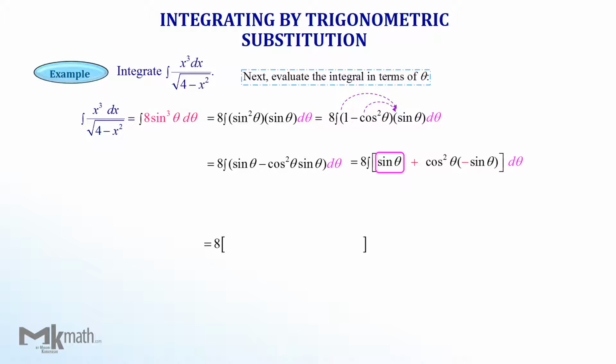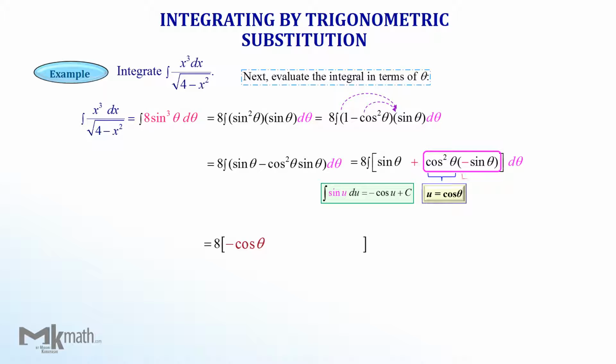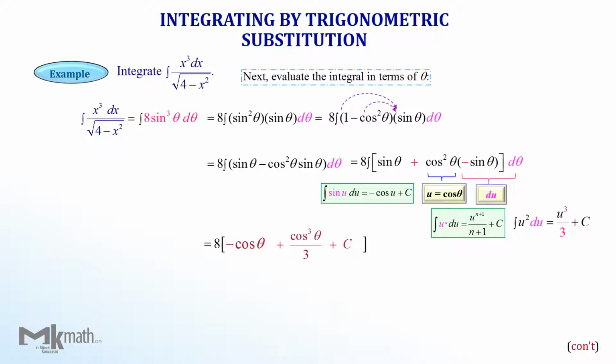For the first integral of sine theta d theta, using the formula to get minus cosine theta. For the second integral, we try to use simple u substitution method, letting cosine theta be u and taking the differential of u to get minus sine theta d theta. Using the power formula to get u cubed over 3 plus c, bringing u back to get cosine cube theta over 3 plus c. We have integrated as 8 times bracket minus cosine theta plus cosine cube theta over 3 plus c for now.